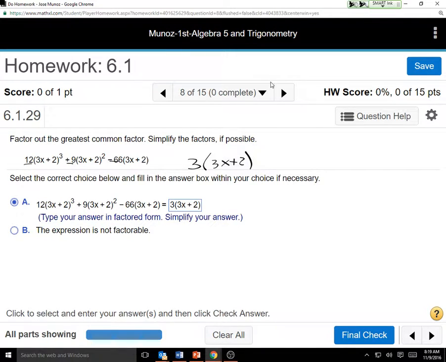So the 12 is 3 times 2 times 2, right? 9 is 3 times 3. And 66 is going to be 11 times 3 times 2. What do they all have in common? The 3. They have the 3 in common, and they also have 3x plus 2 in common. Am I missing something?